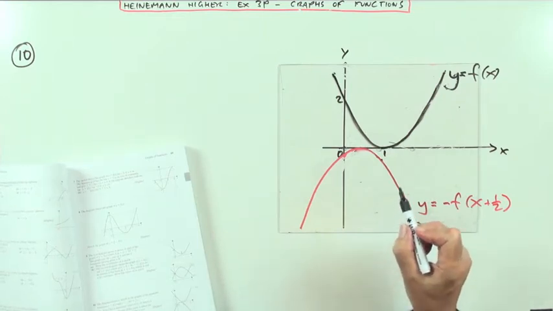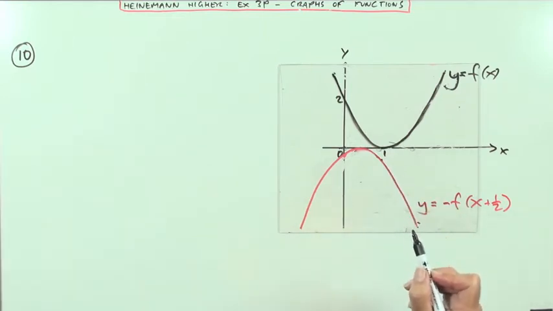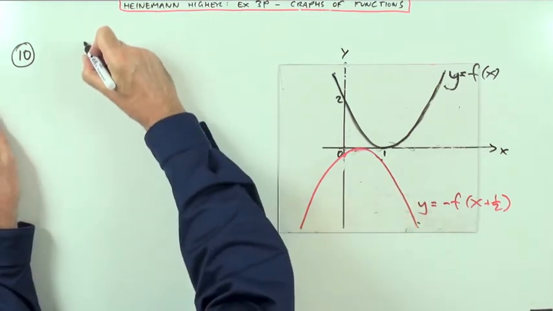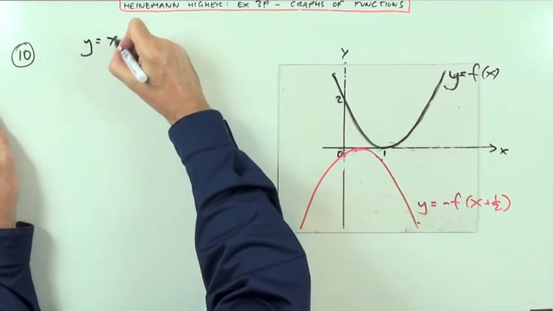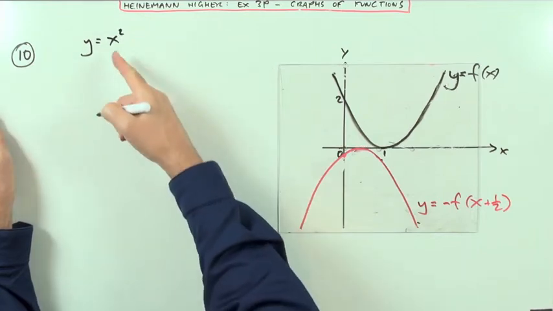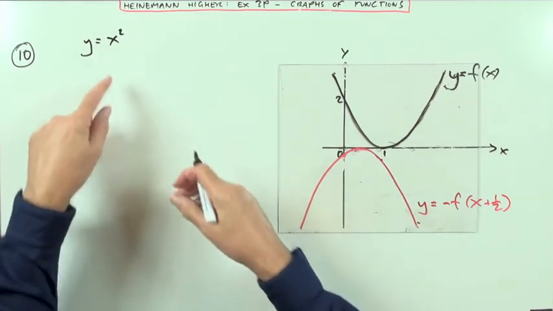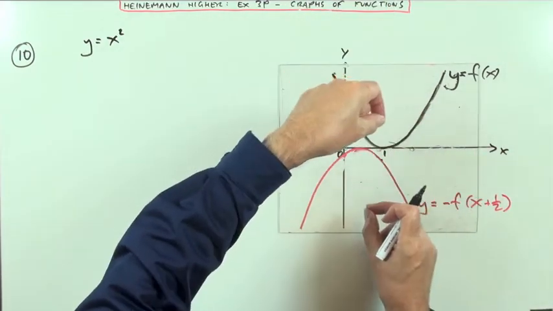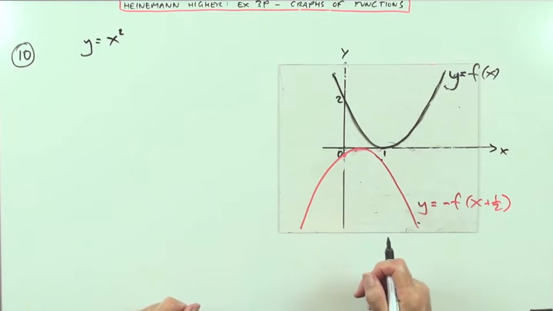And it says it's got a stationary value at (1, 0). Hence, find the exact form of y equals f of x. Well, since it's a quadratic, the basic quadratic would look like this: y equals x squared. And any transformation of it would involve the various moves: stretching it, moving it up and down, compressing it, moving side to side.